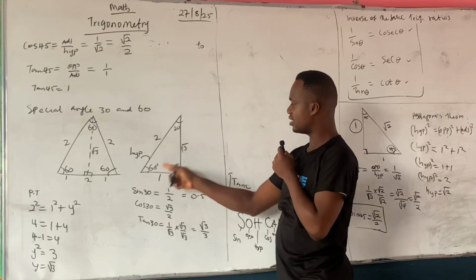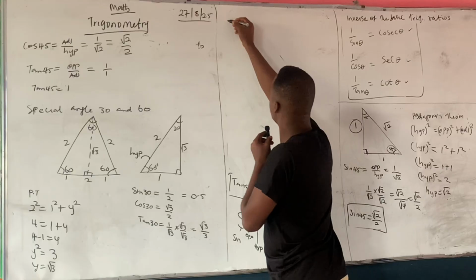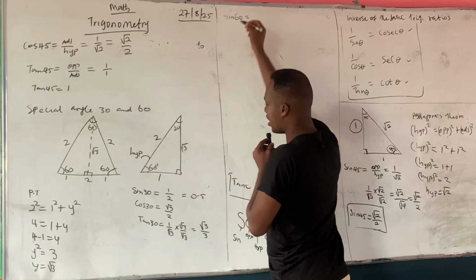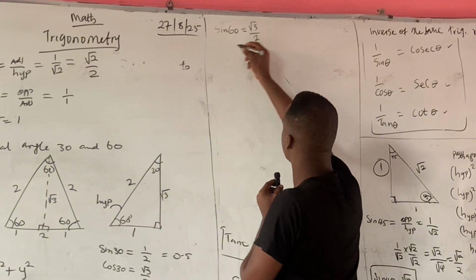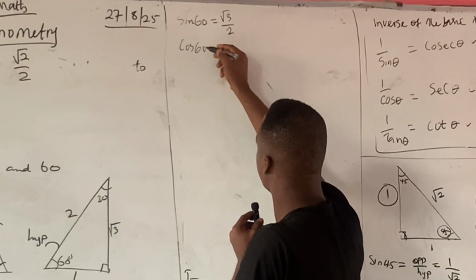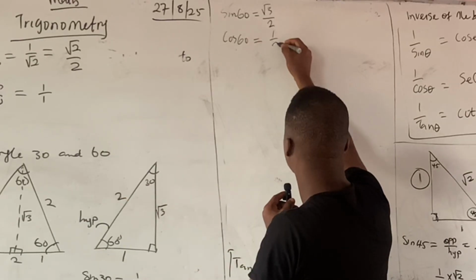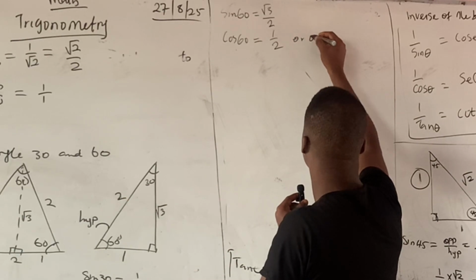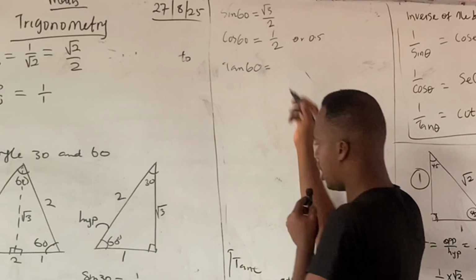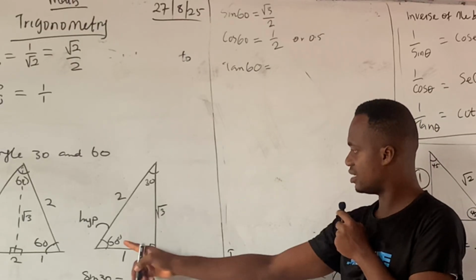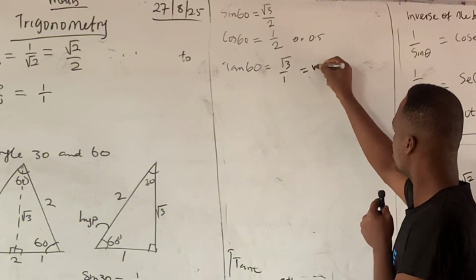Now, if we're considering 60, here becomes our opposite and here is our adjacent. So let's take note of that. So for sine 60 now, we have opposite root 3 over 2. What about cos 60? Cosine is adjacent over hypotenuse, 1 over 2, or 0.5. What about tan 60? Tan 60 is opposite over adjacent. This is 60. So opposite over adjacent, root 3 over 1, which is root 3.